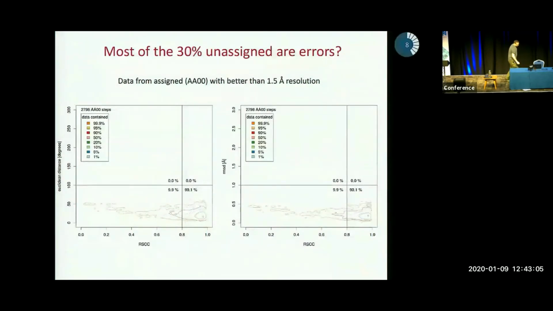If you look at the same thing only better than 1.5 angstrom resolution, so really high resolution data, the situation improves, and most of this noise actually disappeared, and really over 90% of the data is close to what it should be and supported by the experimental density.